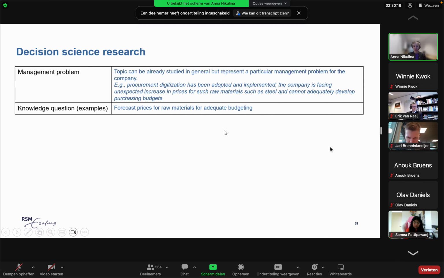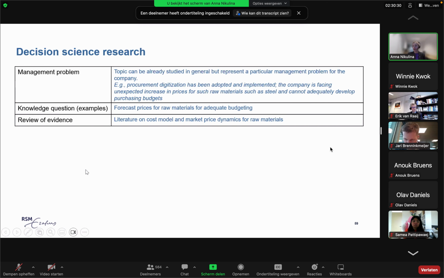We need to see how we can improve our forecasting for raw material prices, so that our budgeting becomes more adequate and we know what we actually have to budget for purchasing certain raw materials. Again, a very company-specific, very contextual problem that is addressed by decision science.